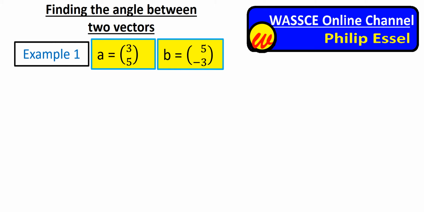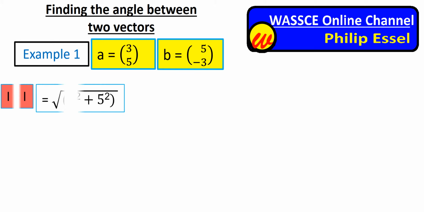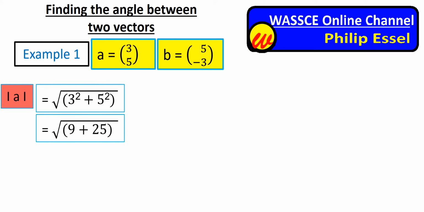So the magnitude of the vector A will be equal to the square root of (3 squared plus 5 squared). This will be equal to the square root of (9 plus 25). When you solve this, you would get the square root of 34.